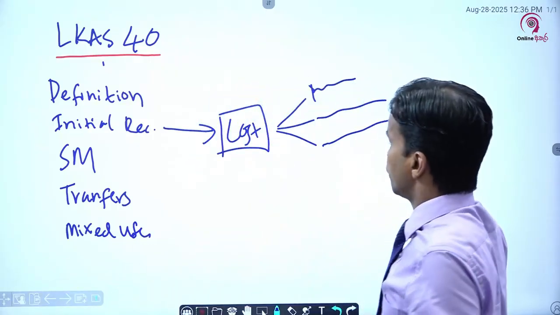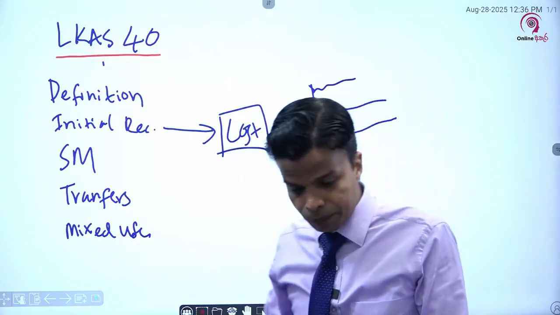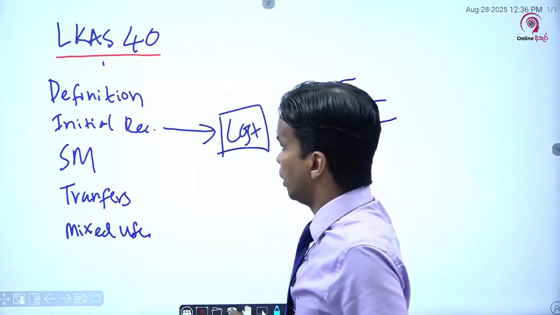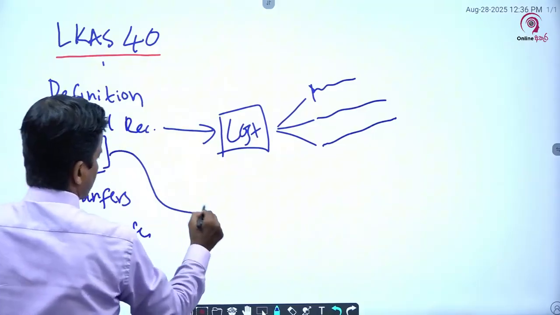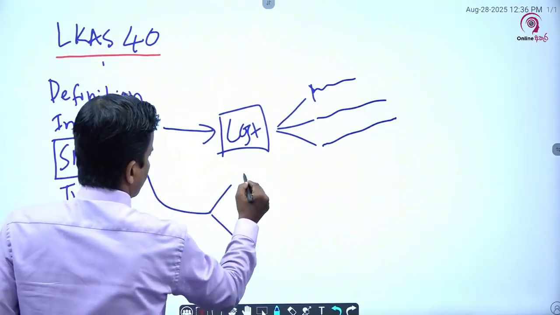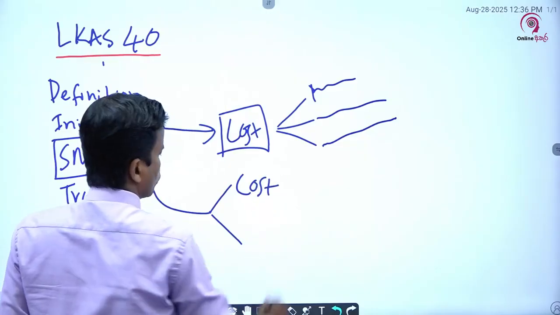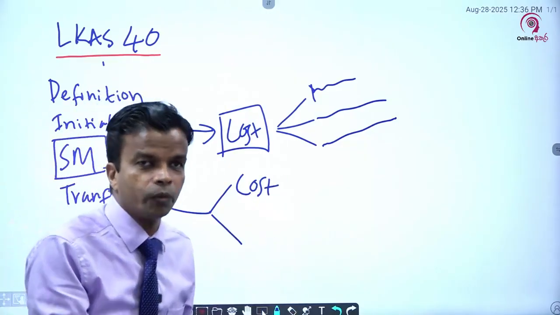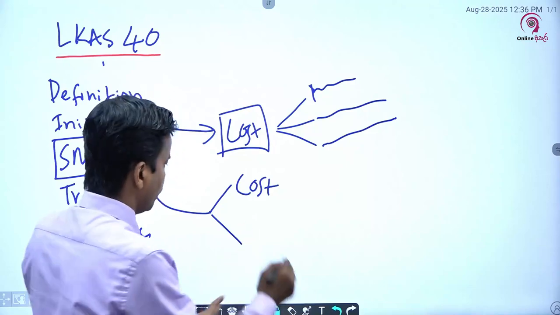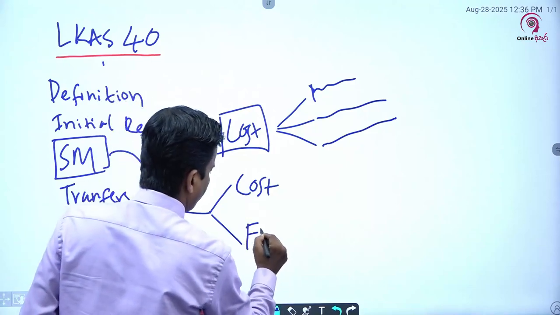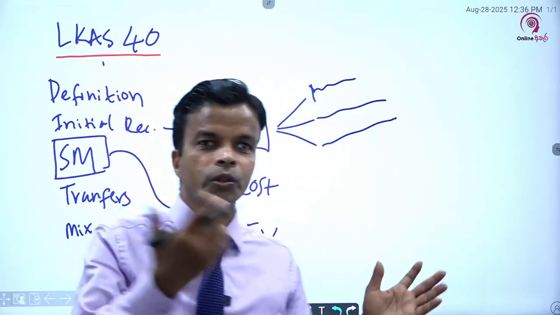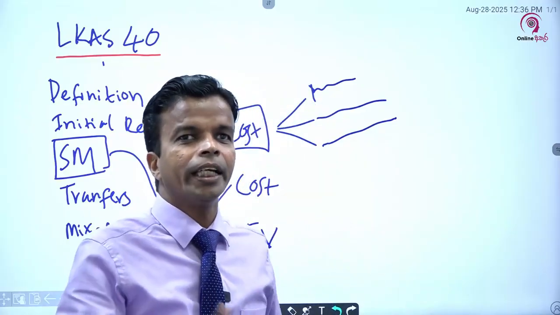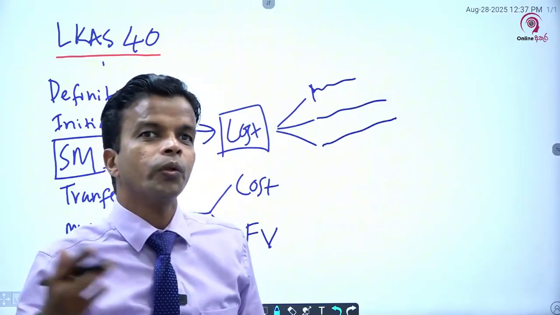Okay. So initial recognition at cost, and subsequent measurement. Interesting. Yes, under PP&E, subsequent measurement was cost or revaluation. Here, cost or fair value. So some people misunderstood this. They sometimes used to say investment property is also cost or revaluation.